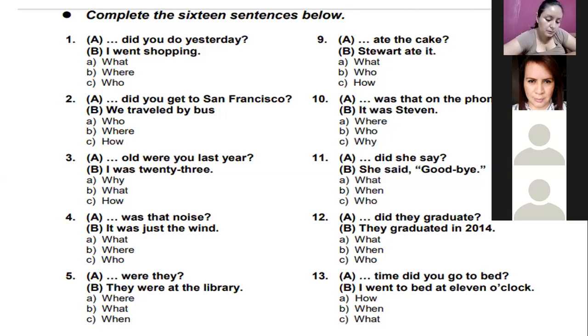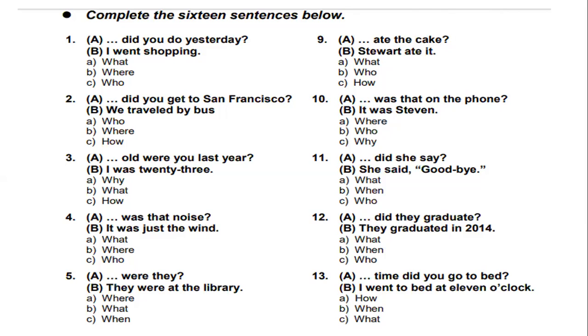Okay, excellent. Aura, number 12. What do you think about number 12? When did they graduate? They graduated in 2014. Okay, excellent. So the best answer is letter B, when, because we are asking about a date.